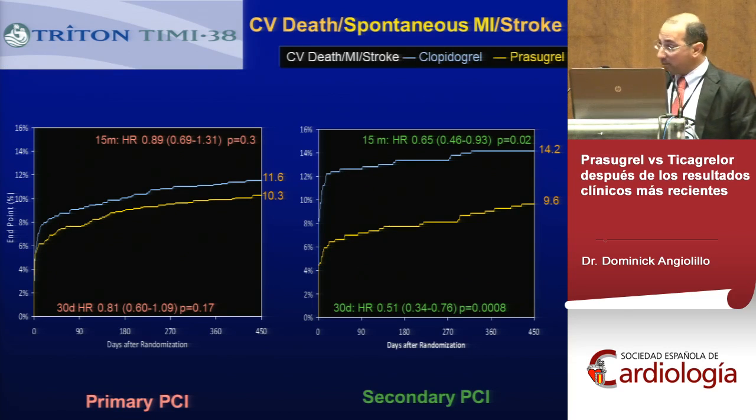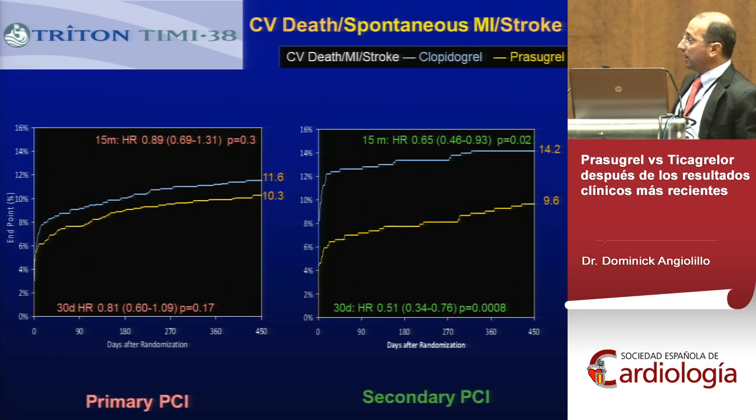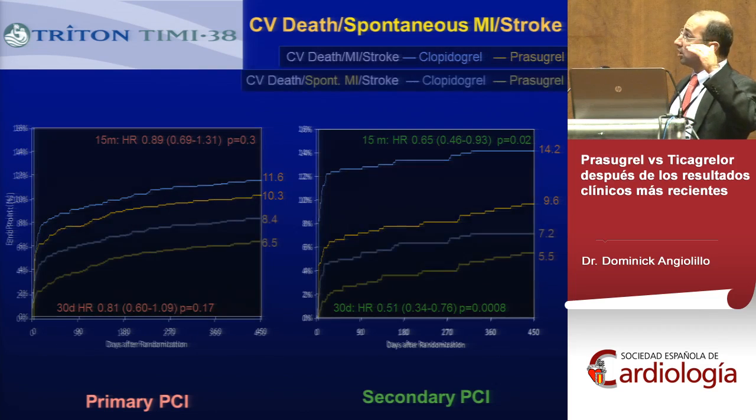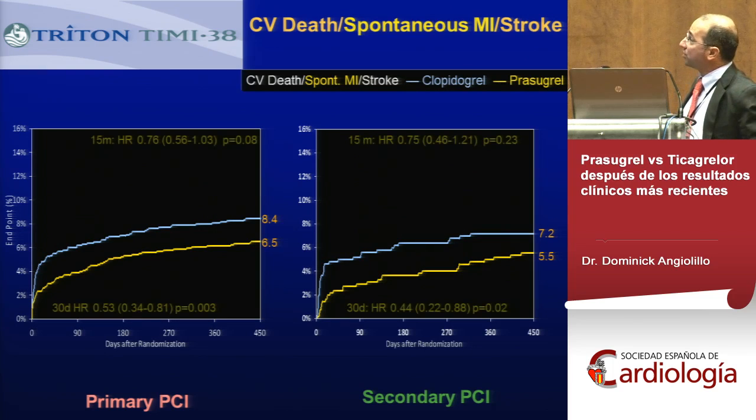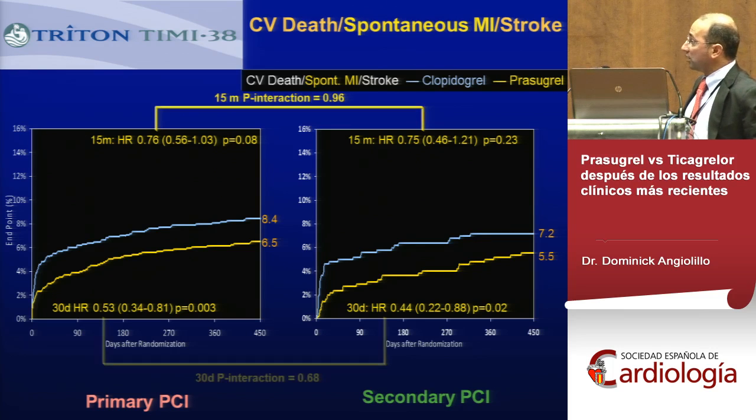Now, one of the critiques towards the STEMI analysis in Triton was that part of the data were driven by the so-called secondary PCI cohort, and a statement that in primary PCI, there was no benefit. I want to start off by saying that the interaction analyses were negative, but there was a decision to move forward with these analyses and say, let's take away all the chemical MIs and just focus on the spontaneous MIs, the real myocardial infarctions. This analysis will be published soon in JACC Intervention. And when just looking at the spontaneous MIs, the true MIs, you see here in the primary PCI cohort a further separation of the curves with nearly a 50% relative risk reduction at 30 days, which remained consistent over time, with an interaction analysis which was negative.